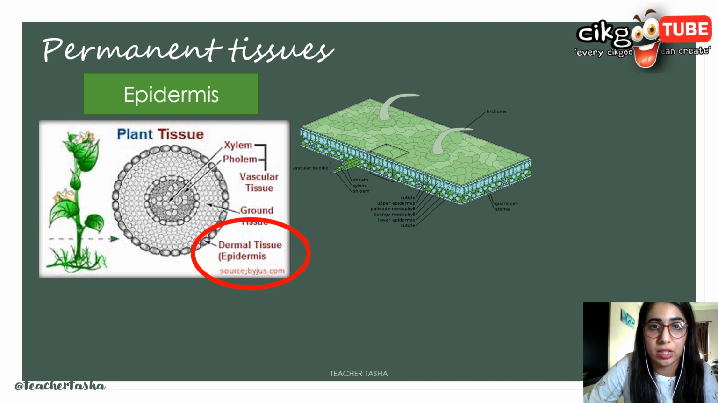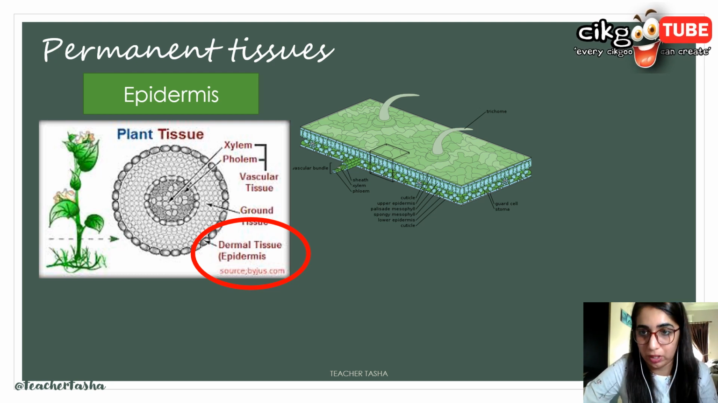Permanent tissues. So let's look at the epidermis first. The epidermal tissue forms the epidermis, which is the outermost layer that covers the stem, the leaves, and also the roots of young plants. So this is the outermost layer. This tissue also covers the flowers, fruits, and seed.